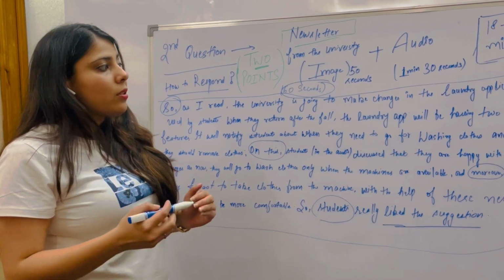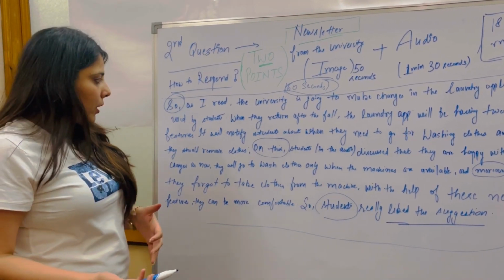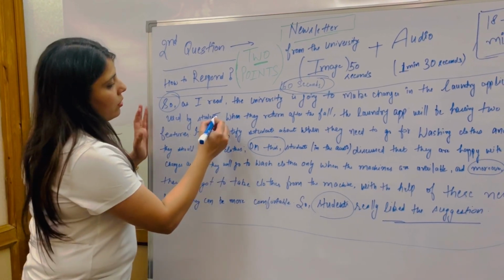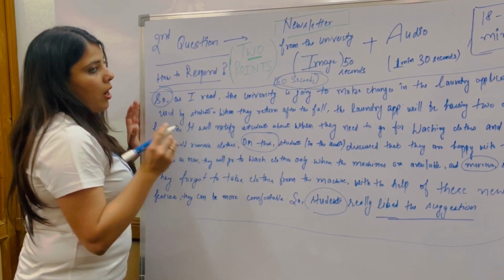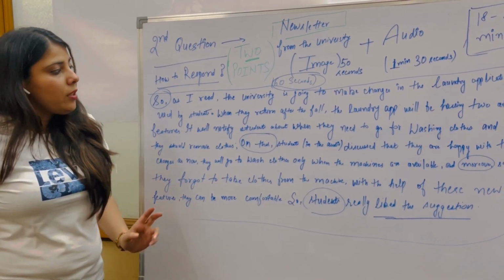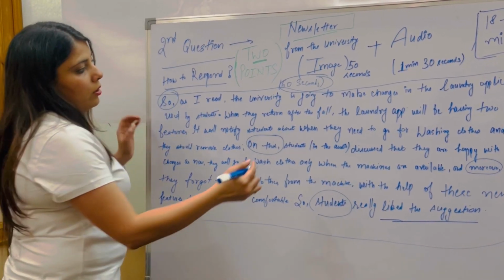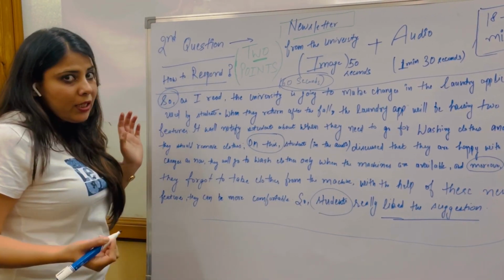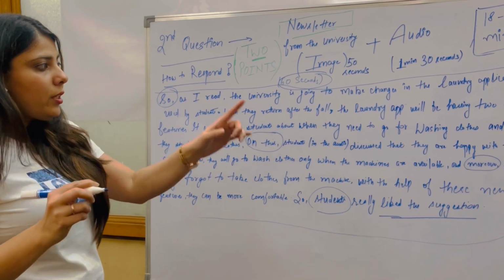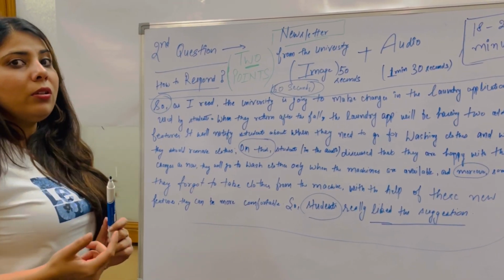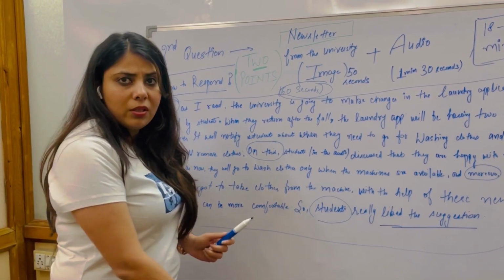The university is going to make changes in the laundry application used by students when they return after the fall. So when there is a full stop, I'm taking a small pause, very little pause, and then afterwards I'm starting again. When they return after the fall, there is a comma, and this comma again indicates that I have to take a little pause and then I'll start again. So this is how you should naturally be responding to the question. That's all about the second question.